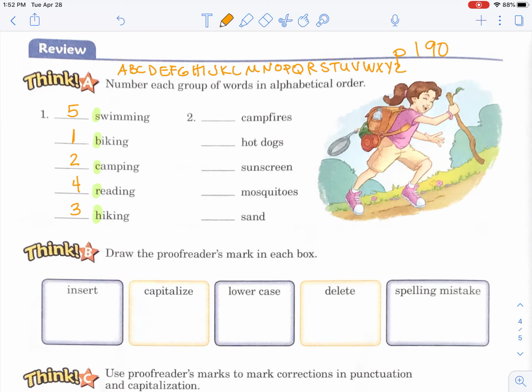Okay, so R comes before S. Do you see it right here? R comes right before S. I was just singing so fast, I just went right past it. Forgot to write the four.